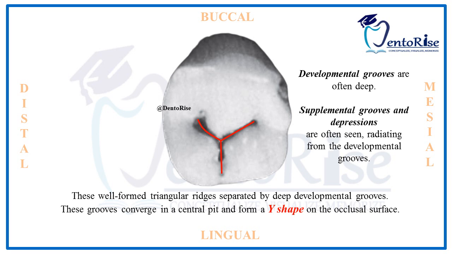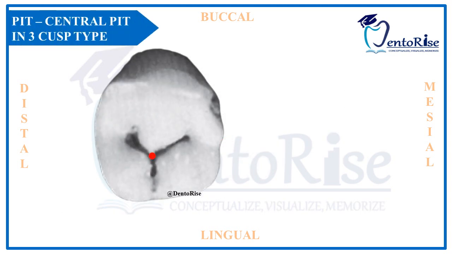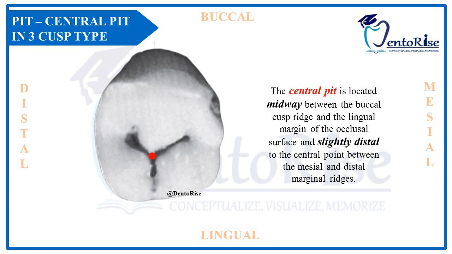So, if we locate the central pit on the occlusal surface of this tooth, then buccolingually central pit is present in the exact center buccally and lingually. But mesiodistally, this central pit is slightly distal to the central point between the mesial and the distal marginal ridges. Please observe the red dot which represents the central pit.